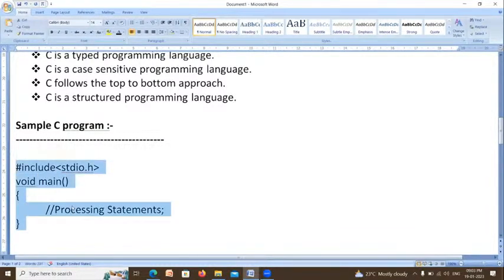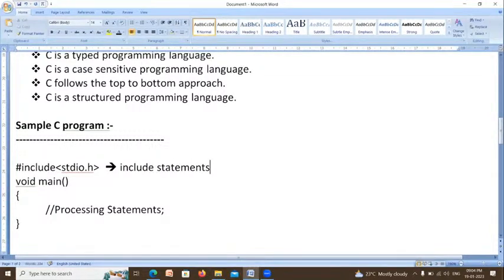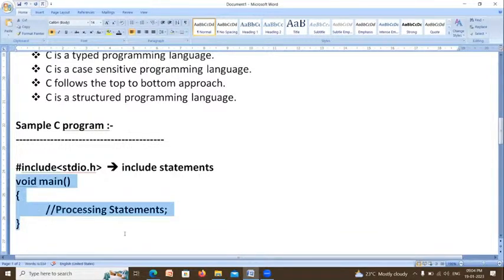Now, what is the meaning of this? This line is called the include statement. It is called the main method. The solution is called processing statements. So in any C program, you can see three types of statements. One is the include statement, second is the main method, third is the processing statement.